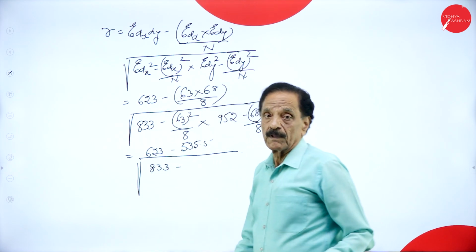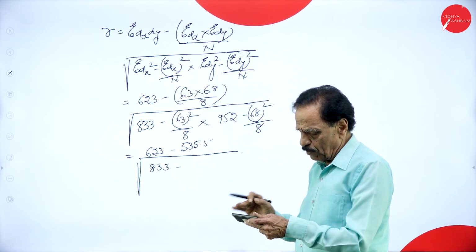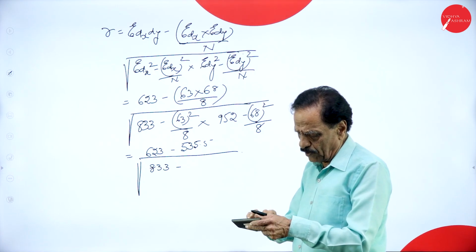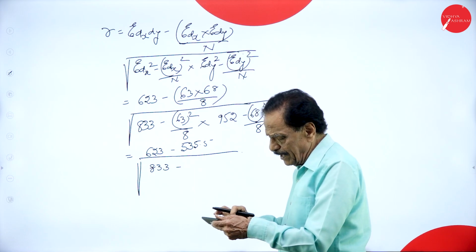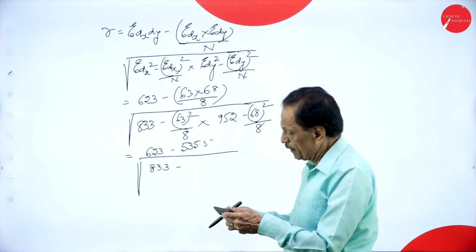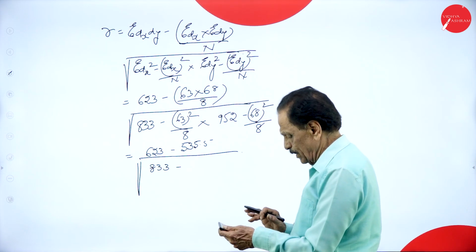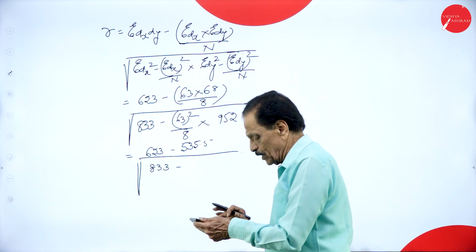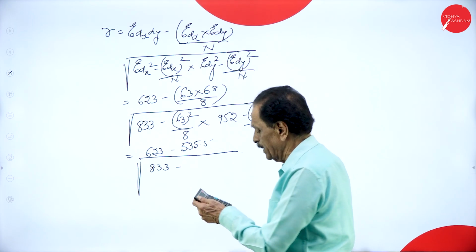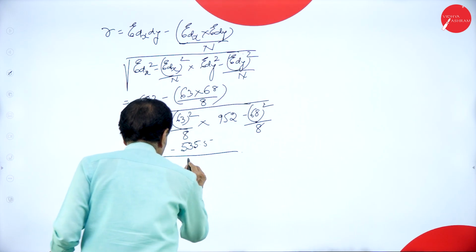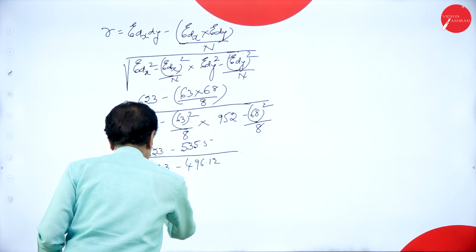So simplify this. Now 63 whole square, 63 into 63 is equal to 3969 divided by 8. I'll repeat. 63 into 63 is equal to 3969 divided by 8, that is 496.12.